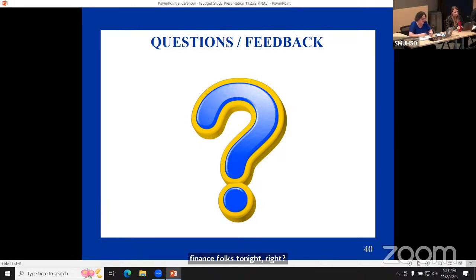I love numbers, but so I just think it's very prudent to take a look at what do we need going forward. Let's make sure we still have our revenues coming in at a steady increase because of property values, right? So it's all factored in here. And you guys did a wonderful, wonderful job on the presentation.